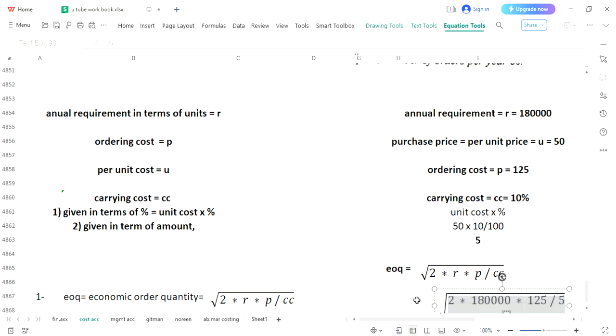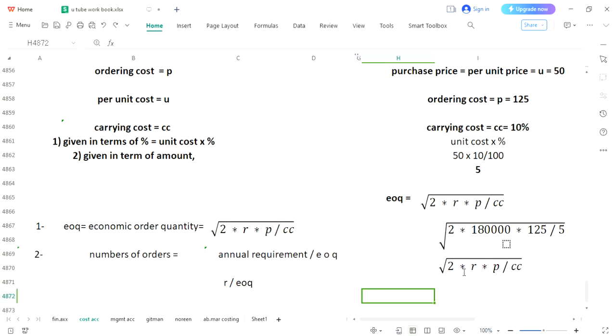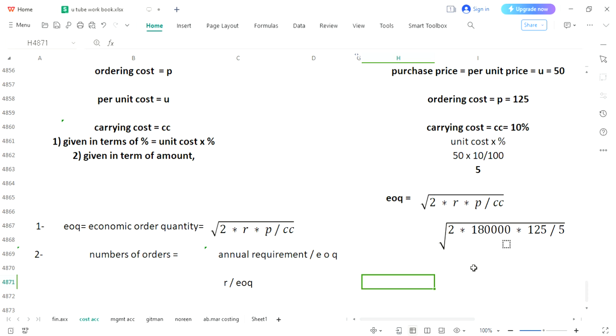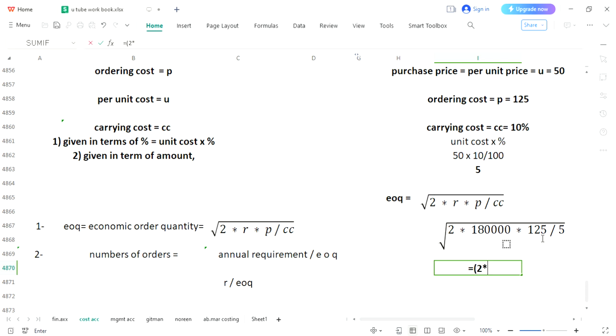So now you will be putting it on your calculator. Since it is taking a little time, don't bother about that. Sometimes it happens. Okay. So now on the calculator, what we will put: 2 multiplied by 1,80,000 and multiply by 125, and the whole statement would be calculated at once. Please note it down. 2 multiply by 1,80,000 and multiply by 125, close your bracket, divide it by 5. So we will have our answer.